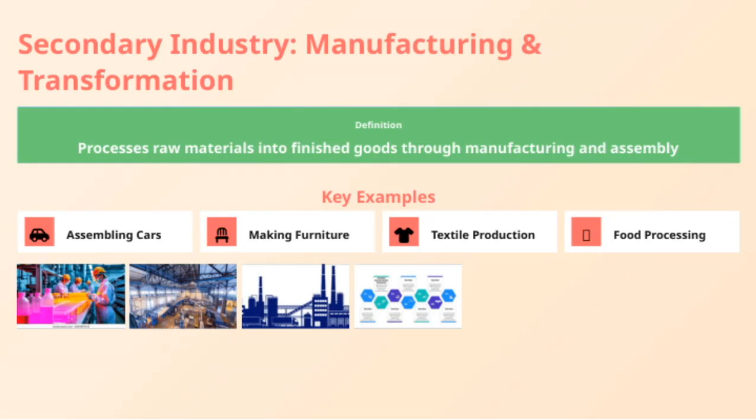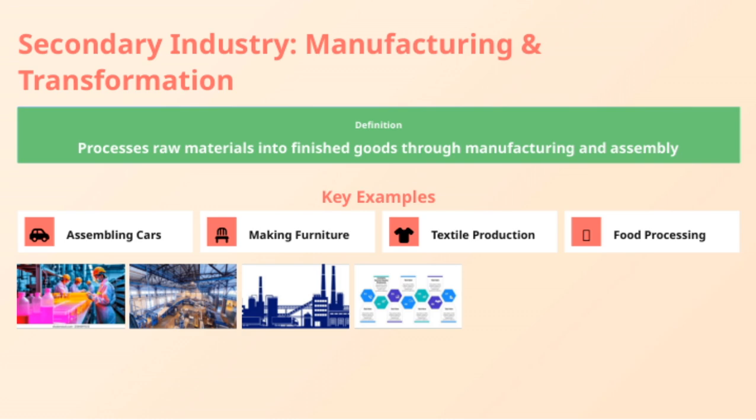Now, let's take a closer look at some key examples of the secondary industry. First, we have food processing, which involves taking raw agricultural products and transforming them into consumable foods. Think of canned vegetables or packaged snacks.